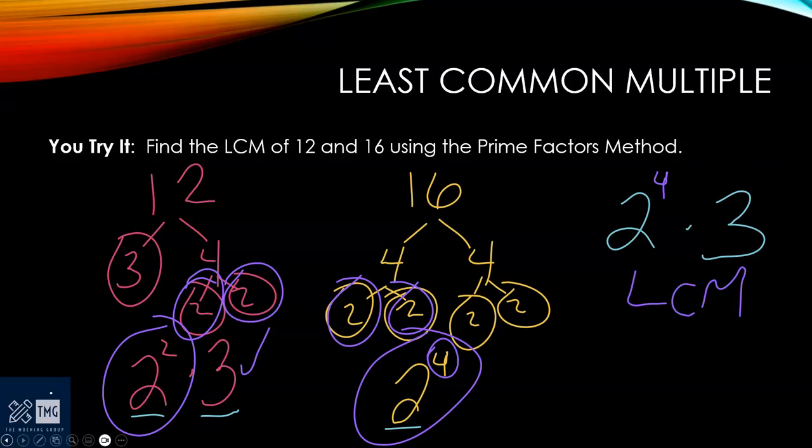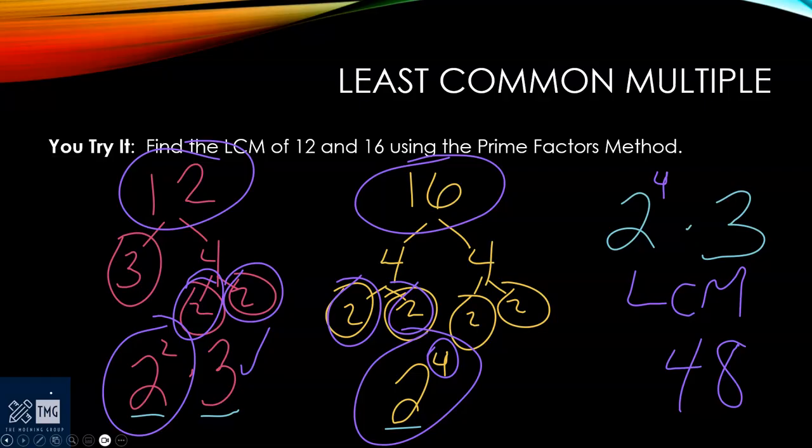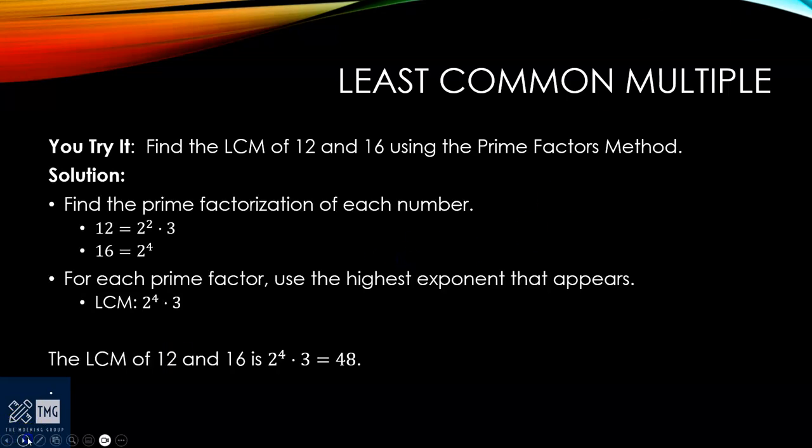Now 2 to the 4th is 16, and 16 times 3 is 48. You can always go back and check, right? Your least common multiple will be bigger than your numbers. So because 12 and 16 don't fit into each other, they both go into 48 evenly. 48 is our least common multiple. So looking at the work here, again, you want to break down to the prime factorization, take the highest exponent for each factor, multiply those together, and you get your least common multiple.